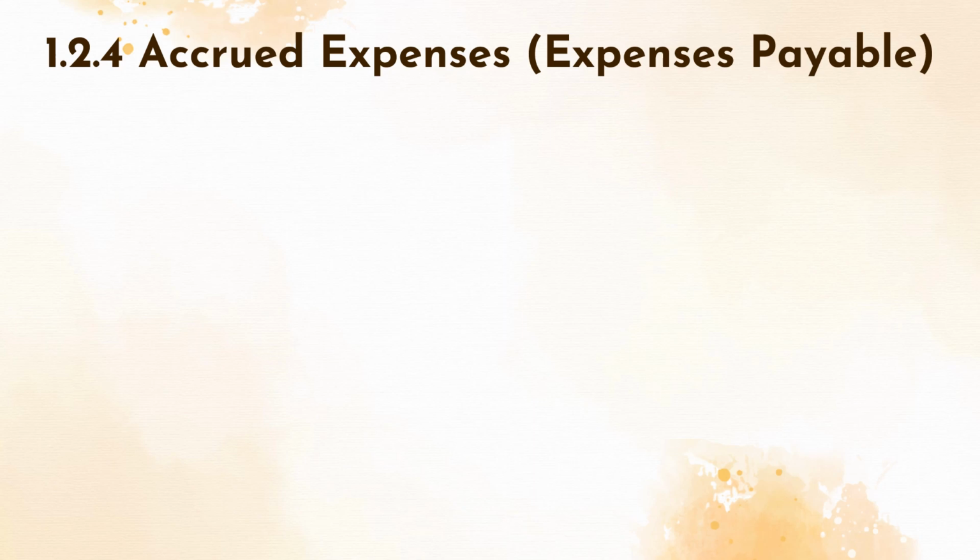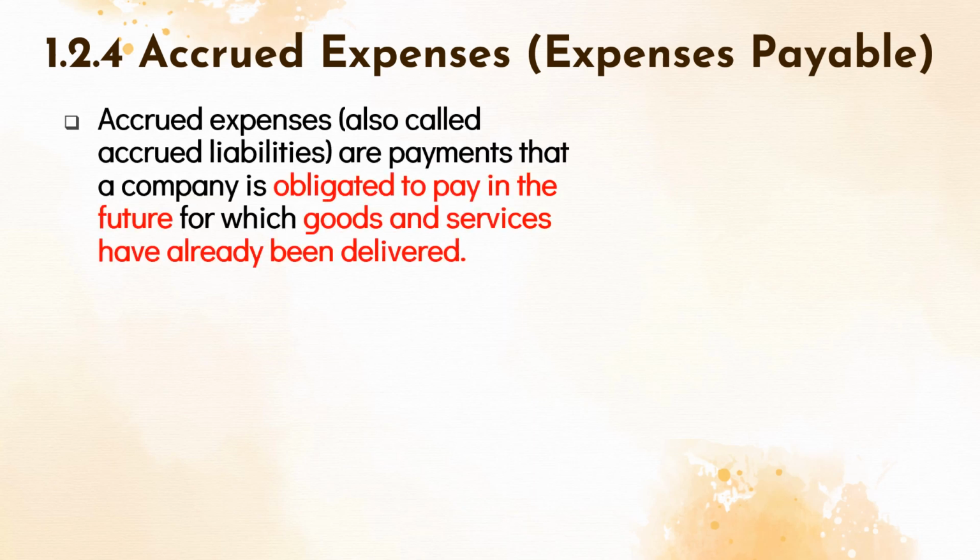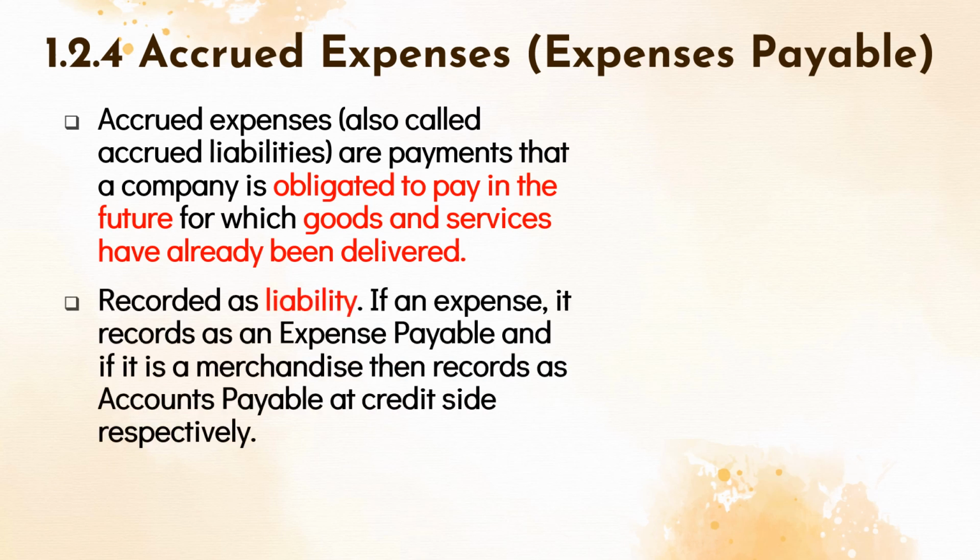Accrued expenses or expenses payable. Accrued expenses, also called accrued liabilities, are payments that a company is obligated to pay in the future for which goods and services have already been delivered. It is recorded as a liability. If it is an expense, it is recorded as an expense payable, and if it is merchandise, then it is recorded as accounts payable at the credit side respectively.